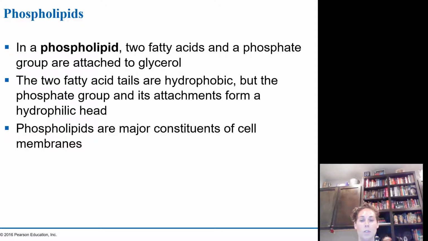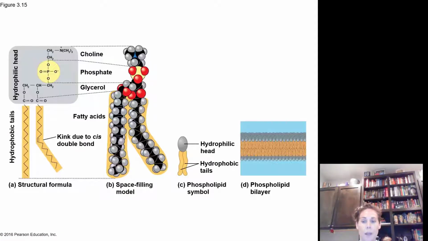A phospholipid is two fatty acids, so two tails, and a phosphate group attached to a glycerol. The two fatty acid tails are hydrophobic, but the phosphate group and its attachments form a hydrophilic head, or it likes to be around water. Phospholipids are major constituents of cell membranes.